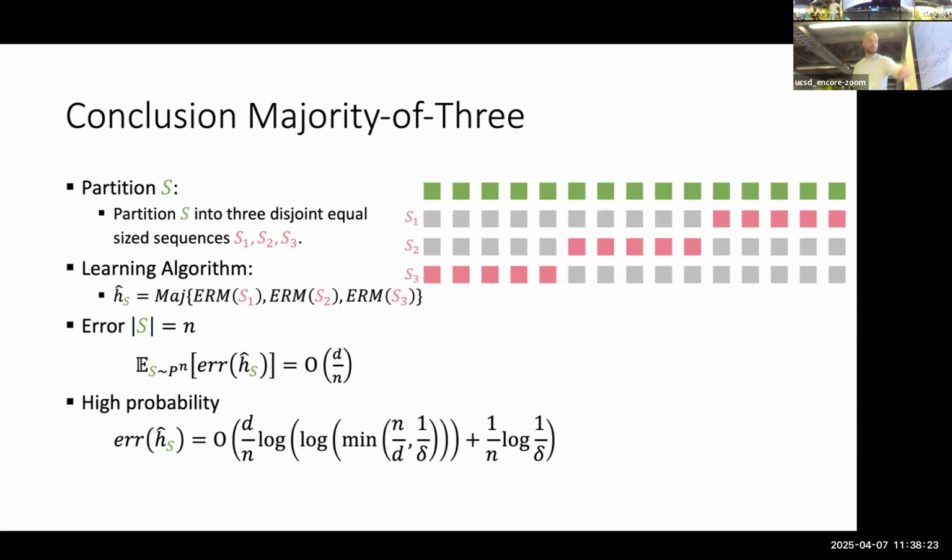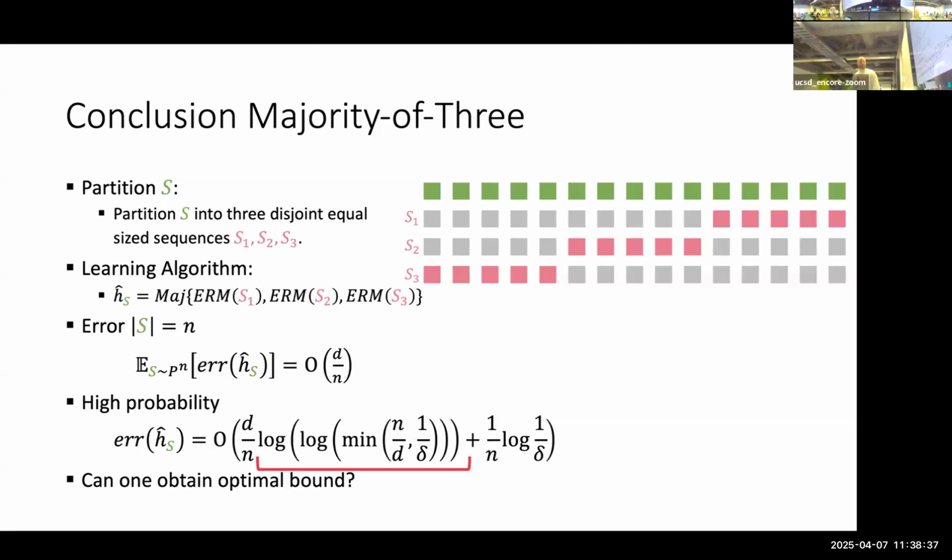And then the second term is optimal. So I don't know, is there this log 1 over delta dependency or not? I don't think there is, but we didn't manage to prove that it's not there. Okay. So can we get rid of this log term? I think this is interesting.